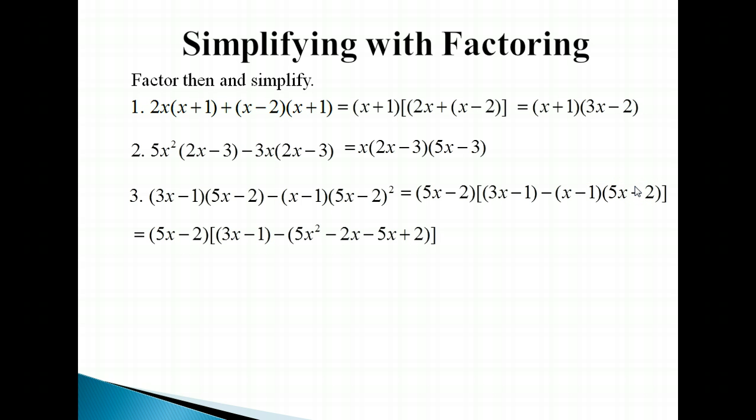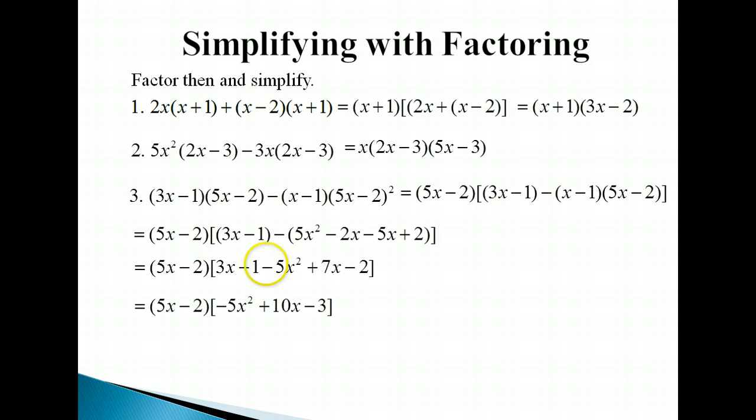Now what I'm going to do is distribute the negative. So I have negative 5x squared. I also combined the negative 2x and the negative 5x, which would have given me negative 7x, but I have a negative in front here, so that's going to make it a positive. And then we have the minus 2. Alright, so now all we do is combine our like terms in the brackets. So we have negative 5x squared plus 10x minus 3.